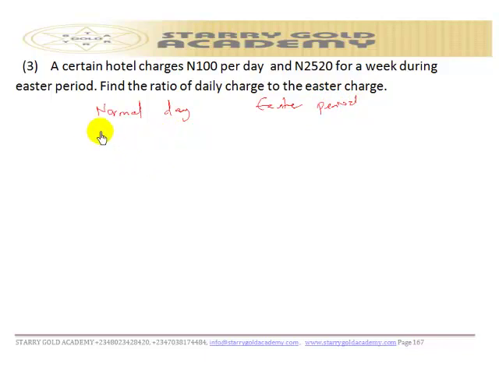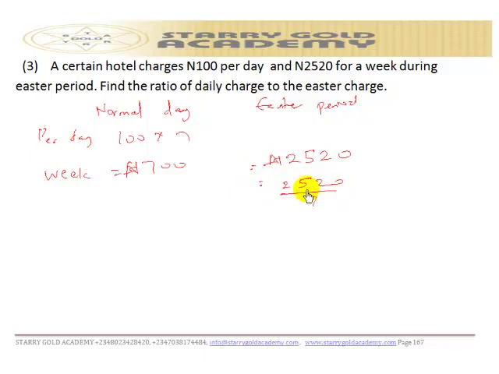Normal day, per day, 100 times 7, that's for a week you have 700 naira. For Easter period, a week you have 2,520. Which means that in Easter period, they charge per day 2,520 divided by 7, which means that in a day during Easter period you are being charged 360 naira.